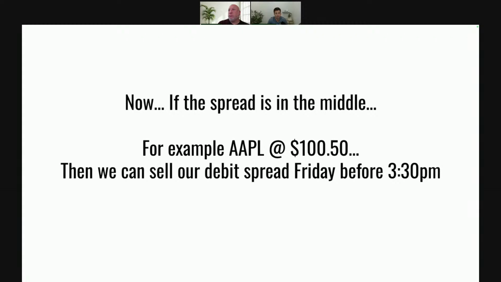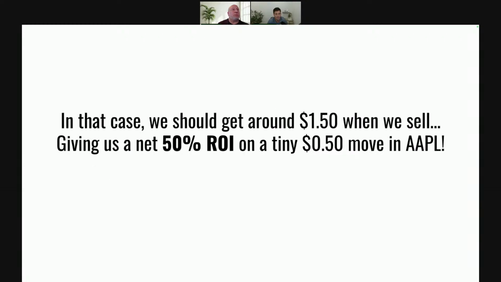Now, if the spread ends up in the middle, where the price is in the middle of your spread, you can just sell it on Friday before 3 o'clock, give or take. Some of the brokerages are different on when you would want to sell it by. But if it's somewhere in the middle and it hasn't moved all the way in the money, I like to close it out Friday before the bell. And in that case, you should still get a really, really solid return on investment. In this case, if Apple was at 150 cents, you would get about 50% return on investment from just a tiny, tiny move.